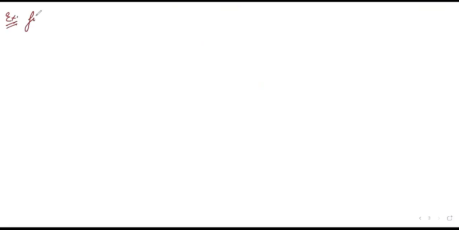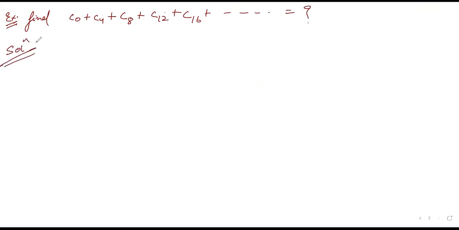If he says yes, sir, then kindly find the value of C0, C4, C8, C12. See, here x is not there. C16 up to and so on. Solution. Direct. What is this? How will it come to us? What are we dropping with respect to x?